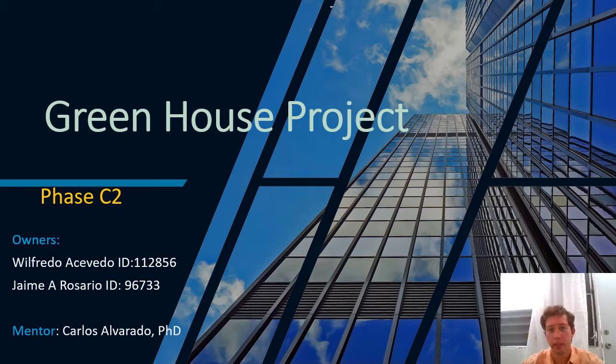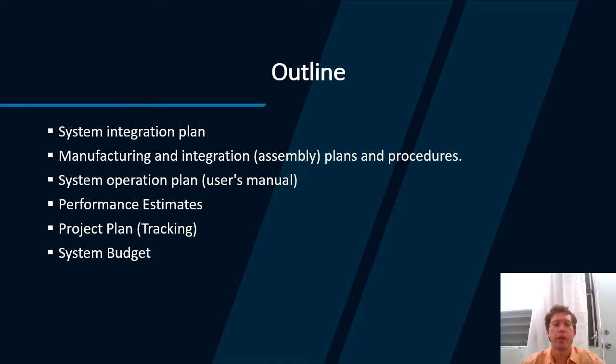We're presenting the greenhouse project Phase C2. First, we have the outline. The topics that we're going to be discussing during this presentation are the following: system integration, plan manufacturing and integration, plans and procedures, system operation plan like user manual, performance estimate, project planning, and the system budget.